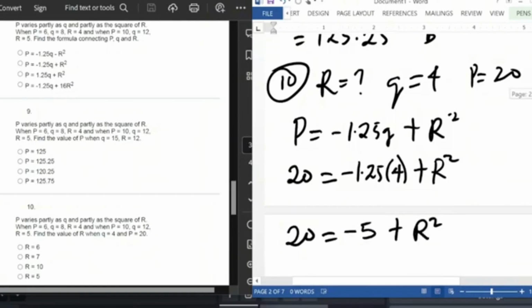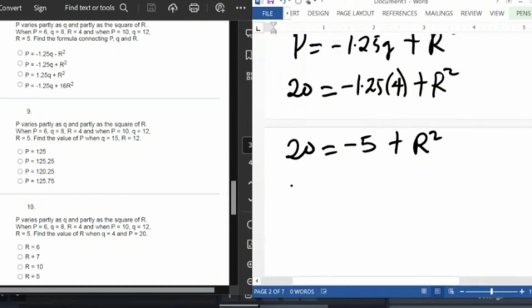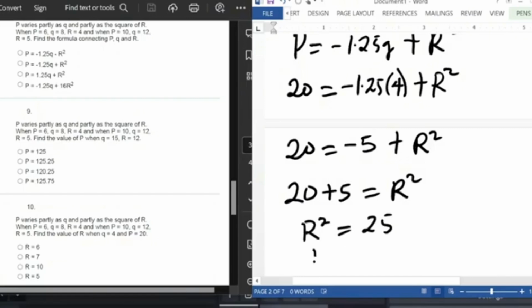So that is 20 plus 5 equals R squared. That means R squared equals 25. So R equals the square root of 25, which is 5. So the answer is 5. That is option D. So that is that on this question.